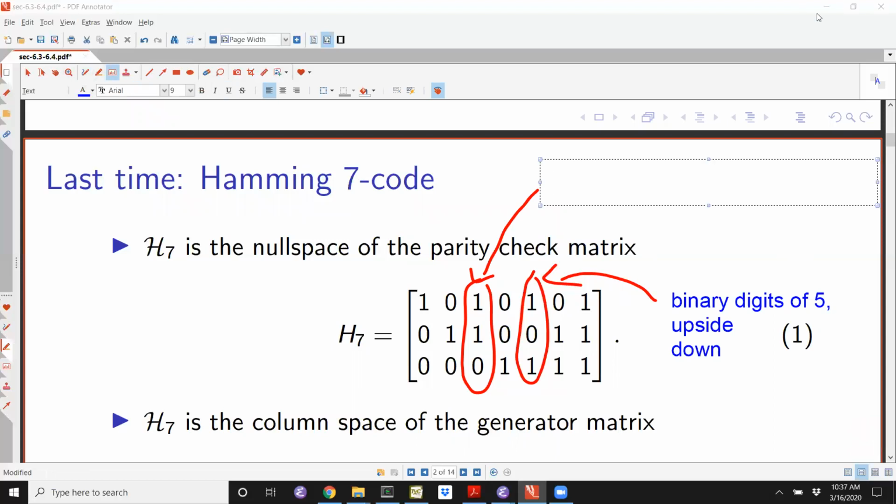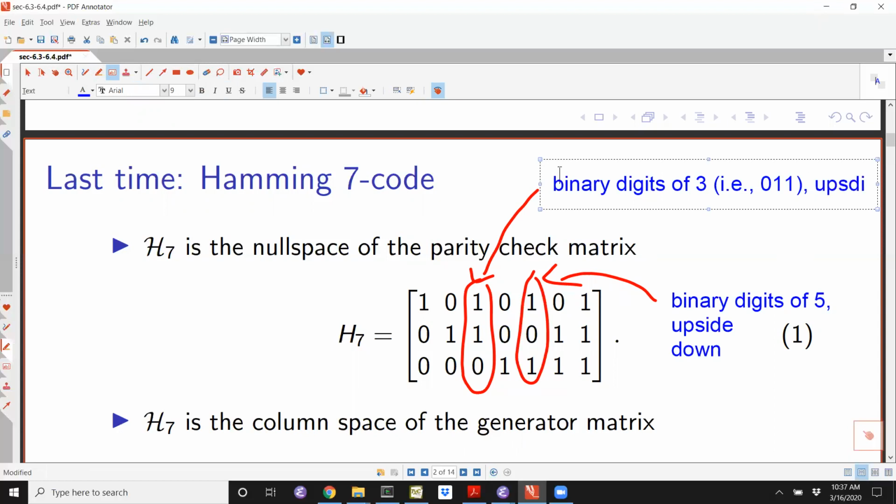Let me move the chat window over. That column is the binary digits of 3, i.e. 0, 1, 1, upside down, because they're written, instead of writing 0, 1, 1 as you might normally, going from top to bottom, they're going from bottom to top, 0, 1, 1. So are there any questions? Actually, let me ask: is everybody okay with how to remember this matrix, this magic matrix, capital H7?